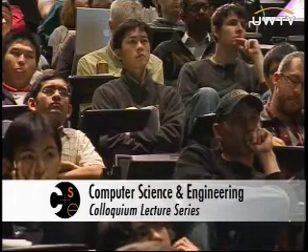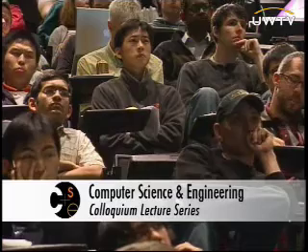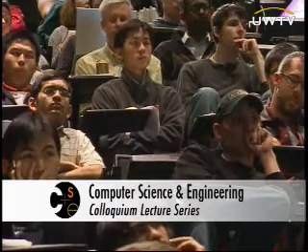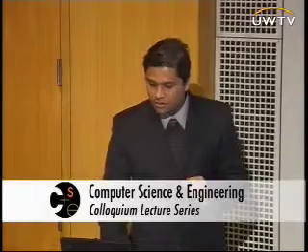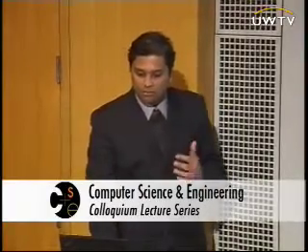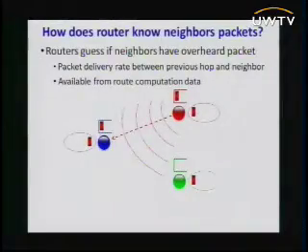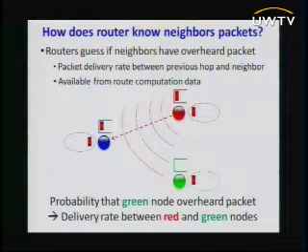And the nice thing is this data is already available from the routing protocol. So typically, mesh networks run a link state protocol where these measurements are taken every few seconds and distributed throughout the network. And the router uses this data to guess what is the probability that a particular neighbor has overheard a particular packet. So in this example, the blue node can guess if the green node has overheard this red packet by using the packet delivery rate between the red and the green nodes.